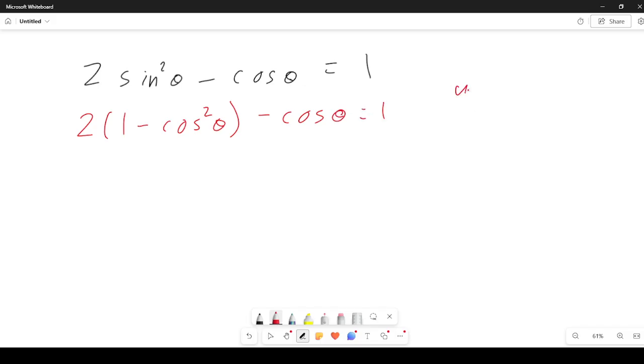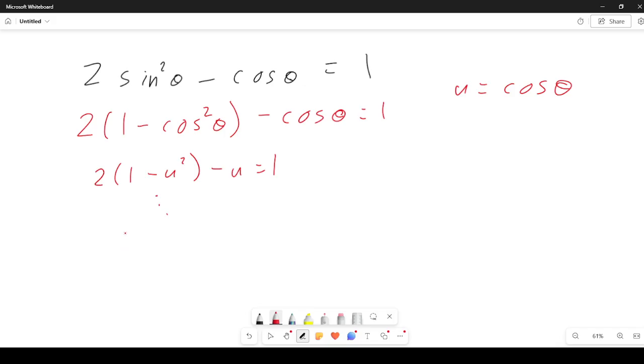And so then this time u would be cosine, not sine. I suppose you could try to change the cosine into a sine, but there would be a square root involved. So usually we're looking for sine squareds or cosine squareds because those are easy to switch back and forth. So if we plug that in, then 2 times (1 minus u squared) minus u equals 1. If you work out the algebra, you actually get the same quadratic as before.